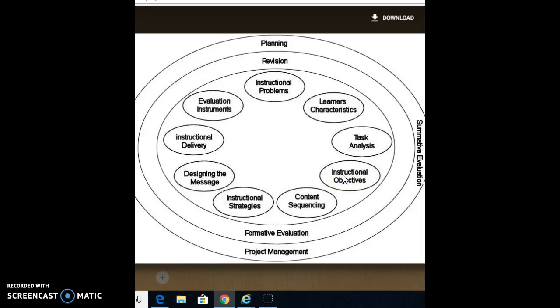Instructional objectives, which is where the learner outcomes are really going to be thought about, and the specific objectives of the course. Content sequencing, which is of course very important to ensure that all content is organized in a logical manner. The instructional strategies, to ensure that all learners can master the content and achieve the learning outcomes. Designing the message, to think about which mode of delivery would be most appropriate. Instructional delivery, which selects a variety of approaches and appropriate resources.